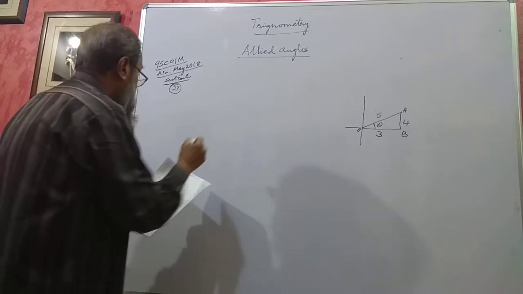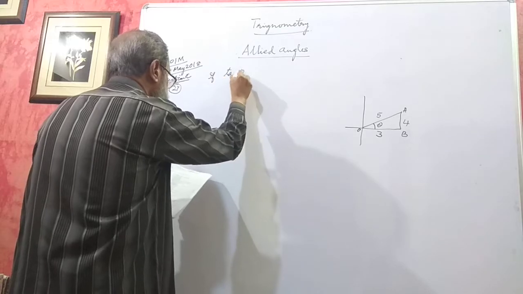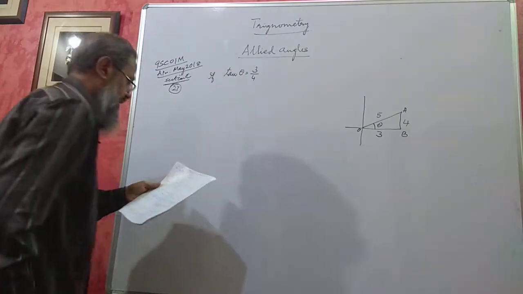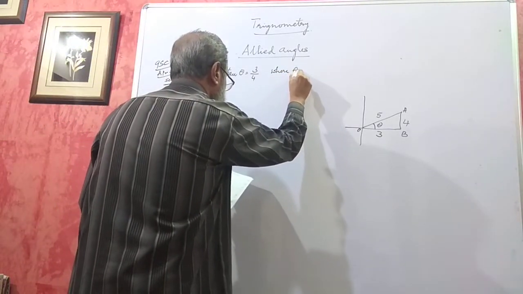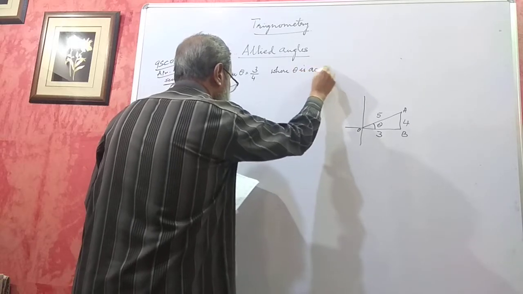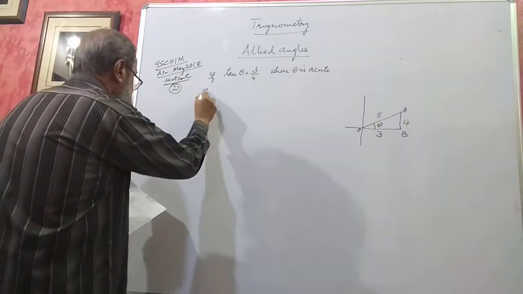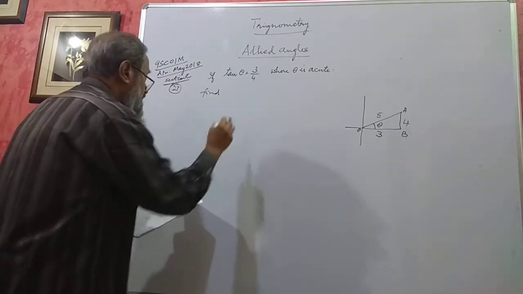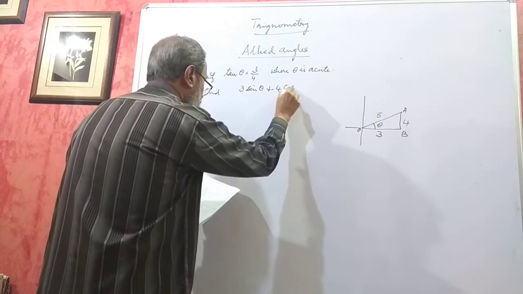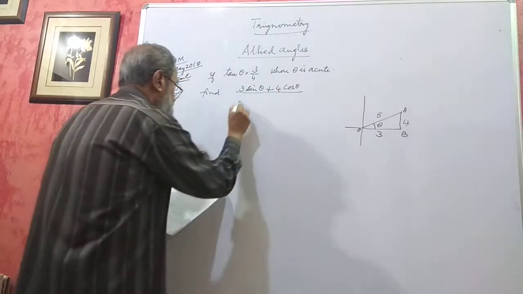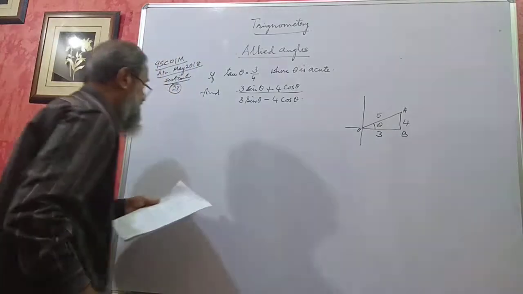In problem number 27, he says, if tan theta is equal to 3 by 4, where theta is acute, means it is less than 90 degrees or it is in the first quadrant, find the value of 3 sine theta plus 4 cos theta divided by 3 sine theta minus 4 cos theta. This is for 5 marks.